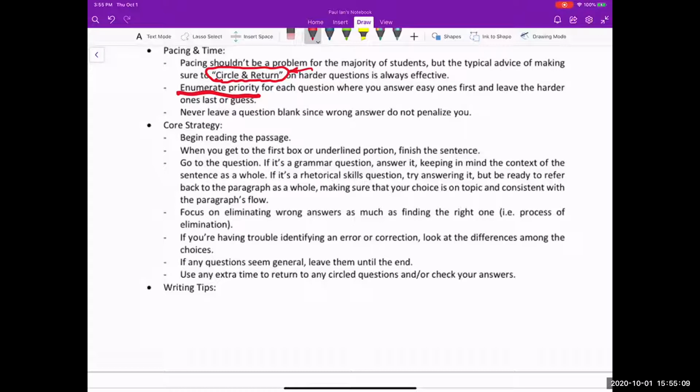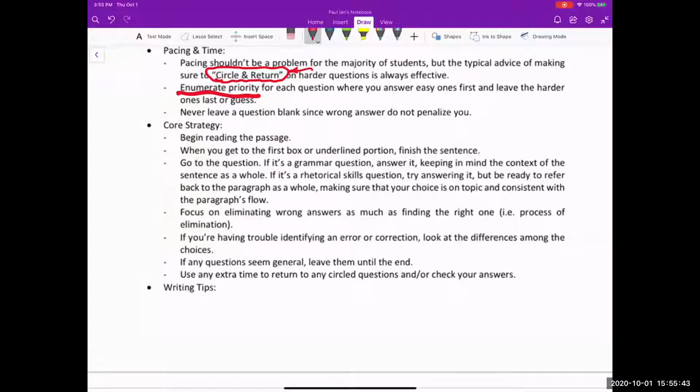Passage 1, passage 2. Take a look at the questions, answer the grammar ones first, and put the rhetorical questions second in priority, because you have to read the whole thing to get the context of the passage. That's what I usually do. I'll attack the grammar because it's subdivided, just that sentence. Then I'll do the rhetorical next, and I'll circle and return.